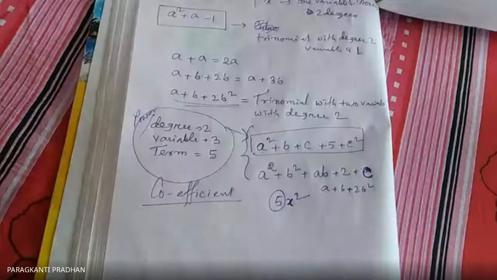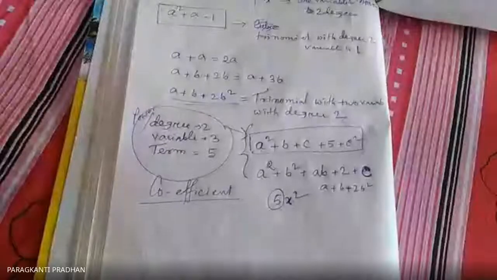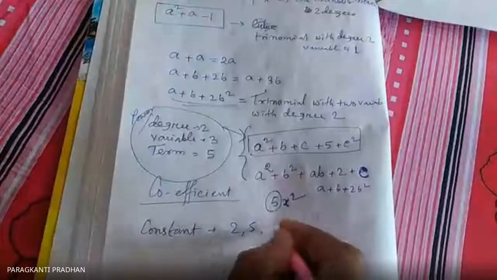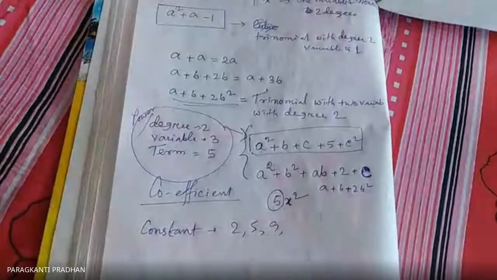Okay. Next, coefficient, polynomial. Now, what is a constant term? Constant term means fixed. 5, 6, 7, the numeric term. 2, 5, 9, any constant term. That is any numeric term. Acha. What are like and unlike terms?